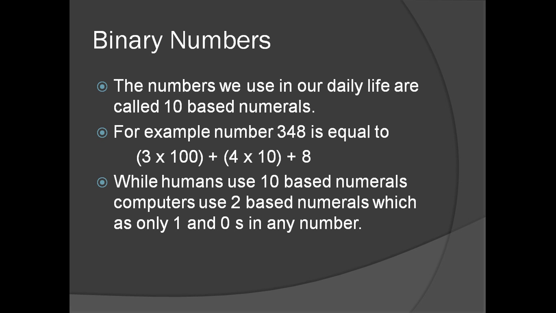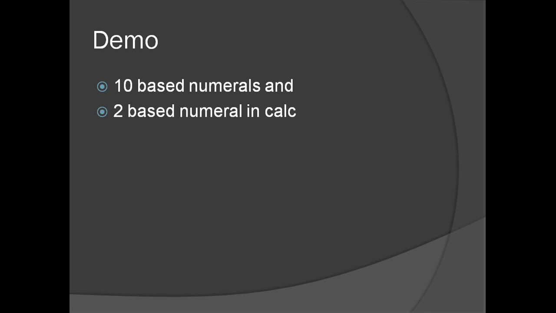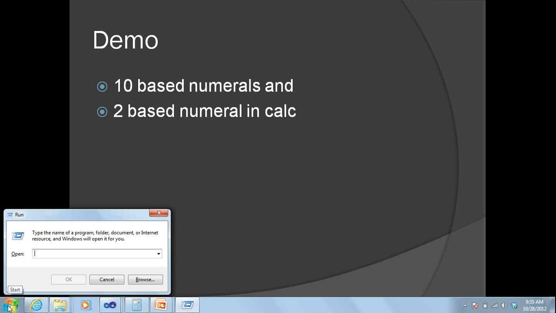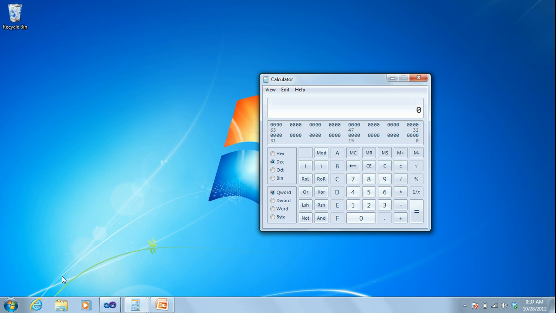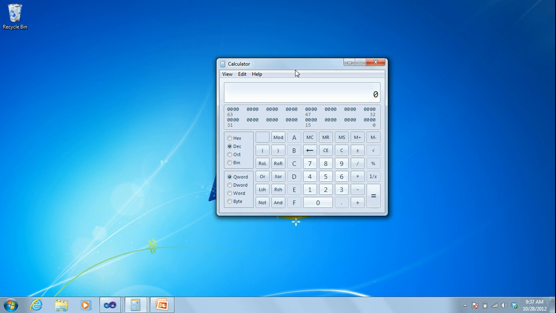While we humans use base 10 numerals, computers use base 2 numerals for their calculations. So a base 2 numeral contains only ones and zeros. Now we're going to see a demo of base 10 numerals and base 2 numerals in calc.exe. In the start run, type calc.exe, and you will get the calculator.